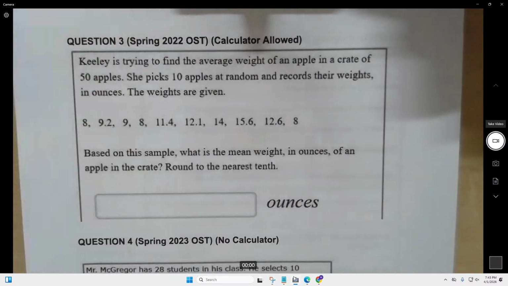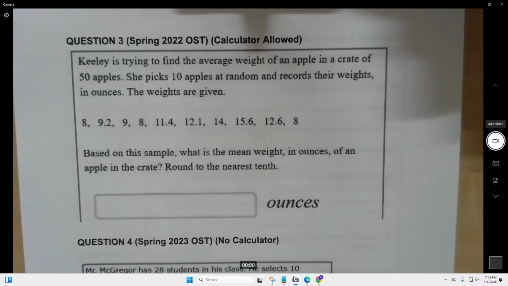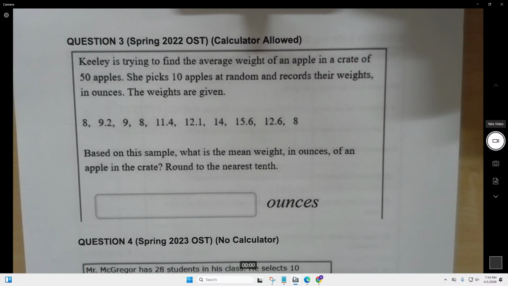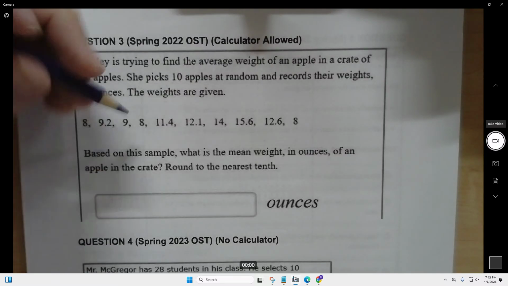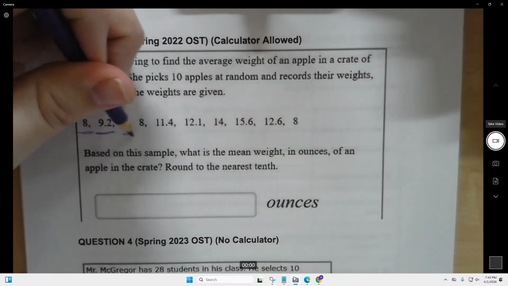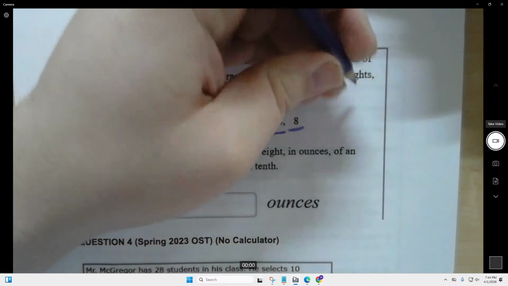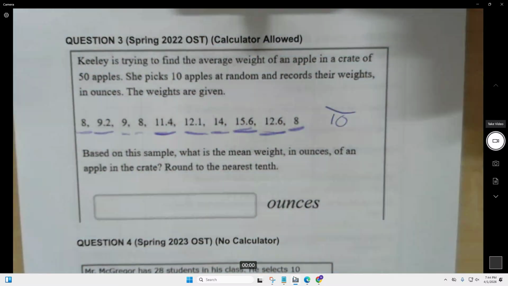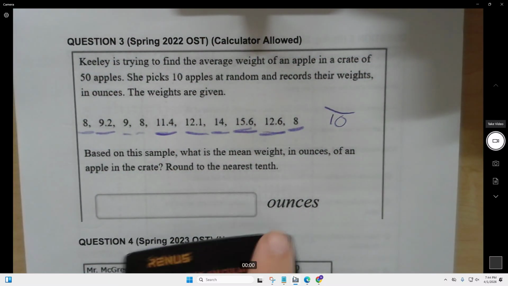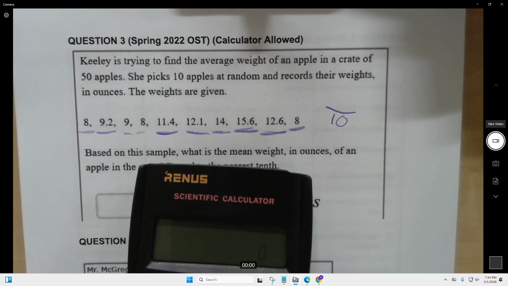Question 3. Keely is trying to find the average weight of an apple in a crate of 50 apples. She picks 10 apples at random, records their weights in ounces. The weights are given. Based on this sample, what is the mean weight in ounces? Round to the nearest tenth. So again, we have 1, 2, 3, 4, 5, 6, 7, 8, 9, 10 apples. So we're going to end up dividing by 10. Now we just need to find the sum.